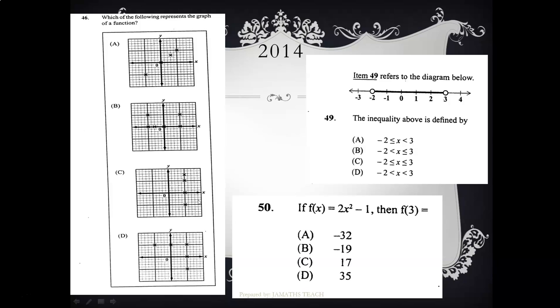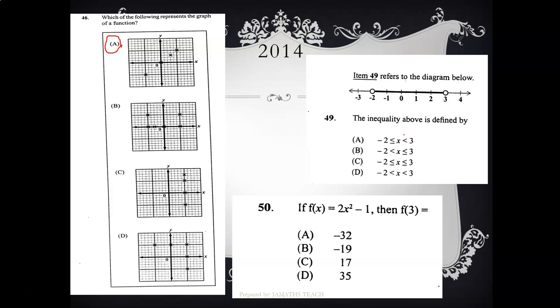Which of the following represents the graph of a function? And you should know that each input is only mapped to one output. So our answer is A. And you can also do the vertical line test to prove that.